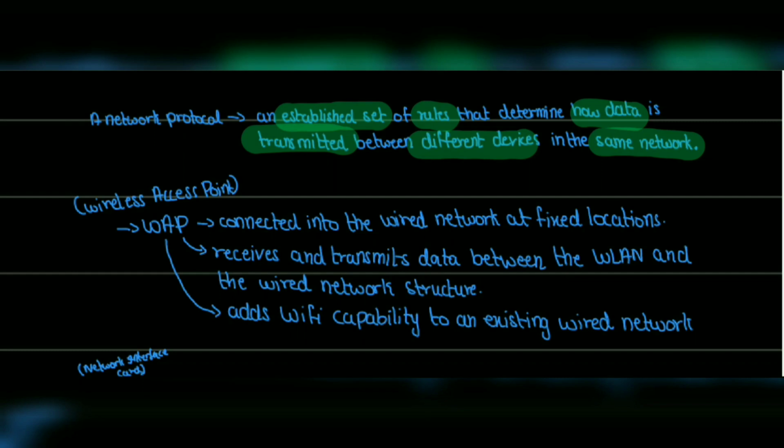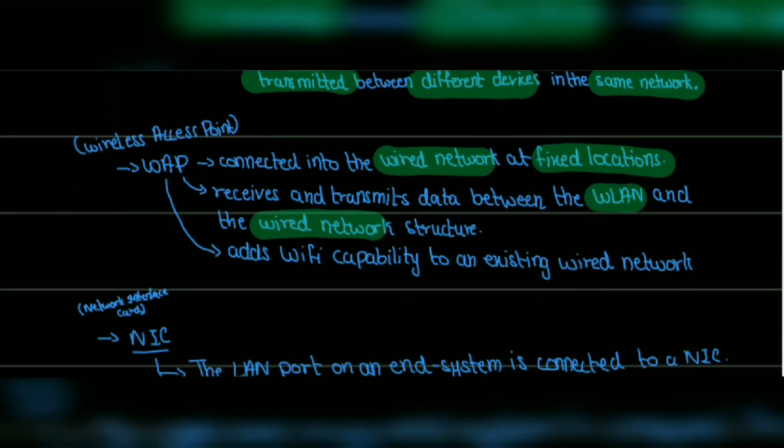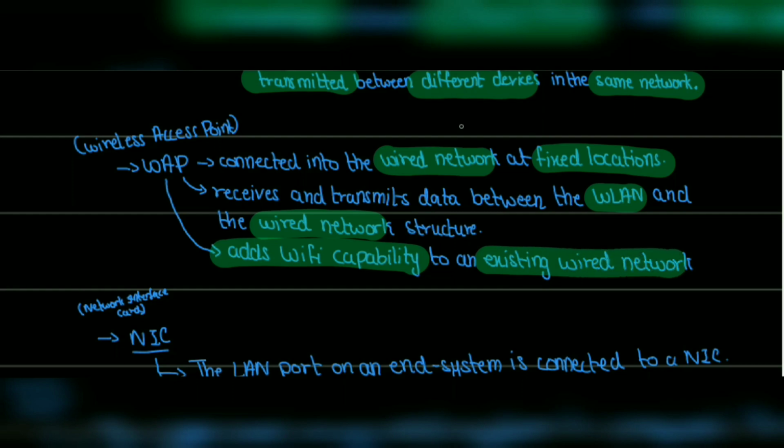WAP, wireless access point. It's connected to the wired network at fixed locations, and receives and transmits data between the WLAN and the wired network structure. It's used to add Wi-Fi capability to an existing wired network. This is what it's all about: it adds Wi-Fi capability into an existing wired network.